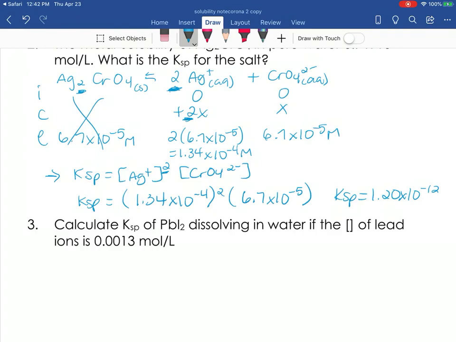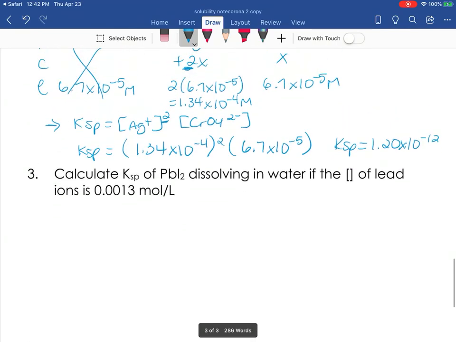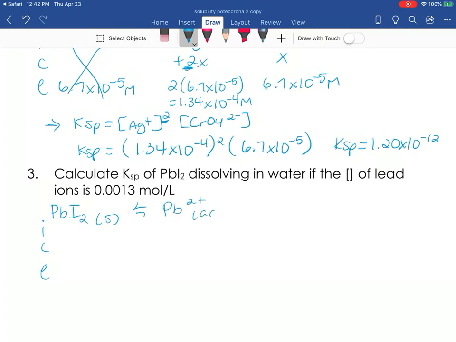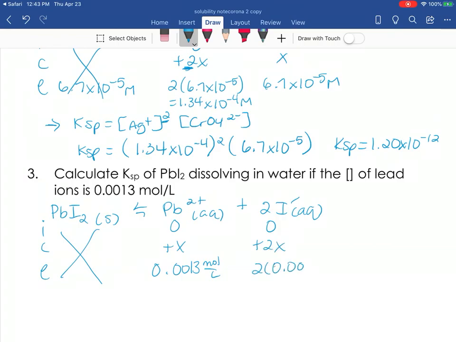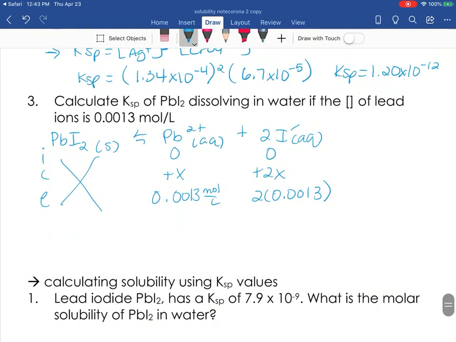Okay, 1.2 times 10 to the negative 12. All right, so this question says calculate the Ksp of lead iodide dissolving in water if the concentration of lead ions is 0.0013. So this time it specifically says what the ion is, which is fine. Still cross out the solid. And then we can put this right down here. And then again, because that's a 2, we're going to do 2 times 0.0013.